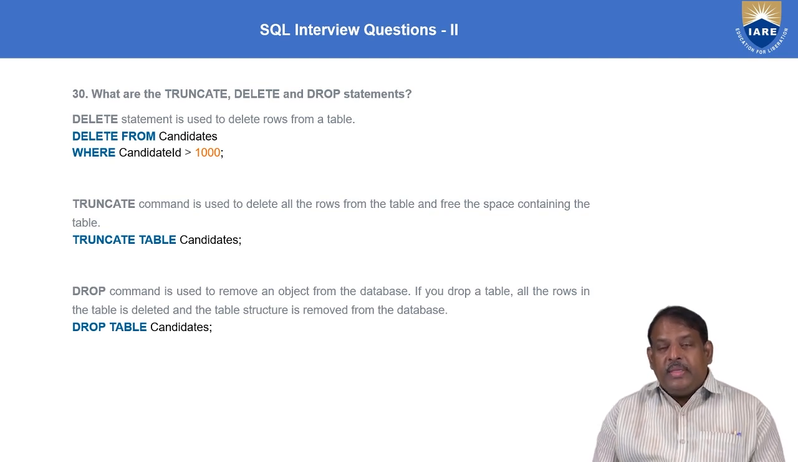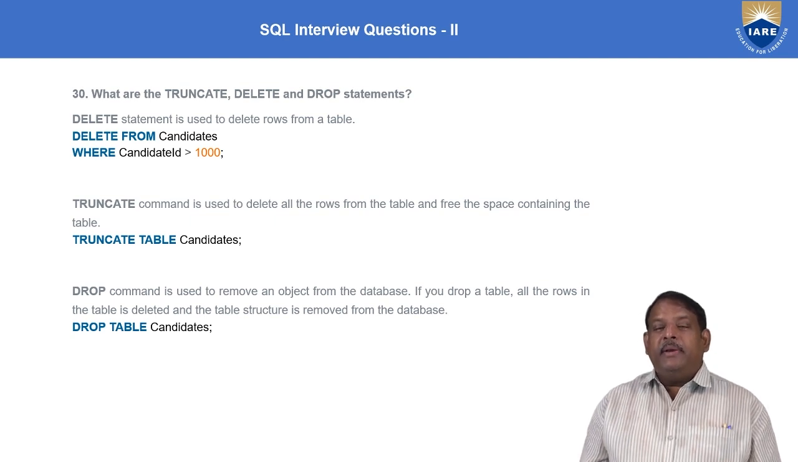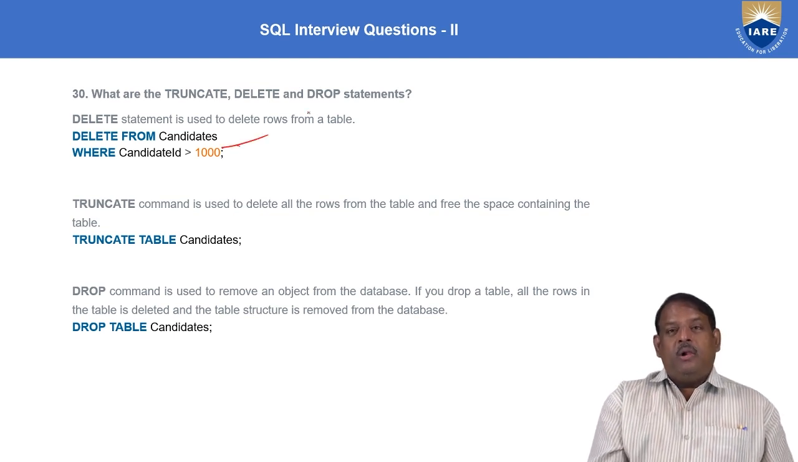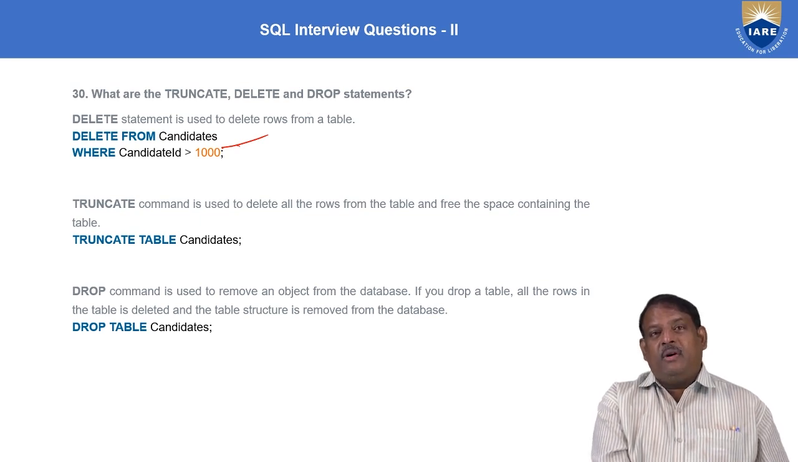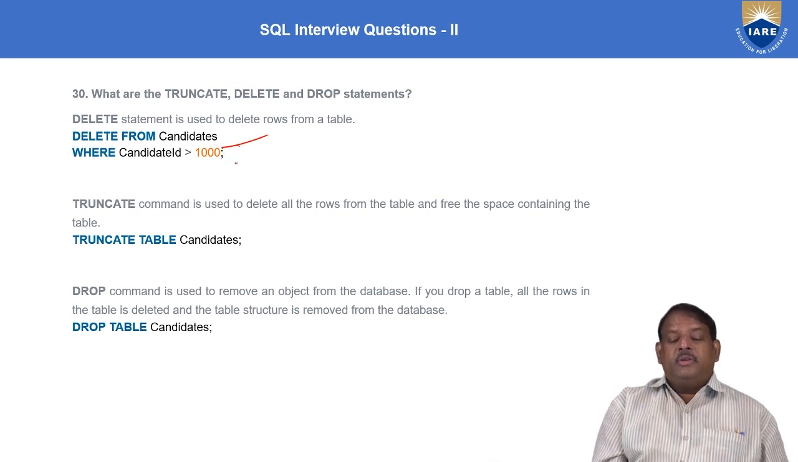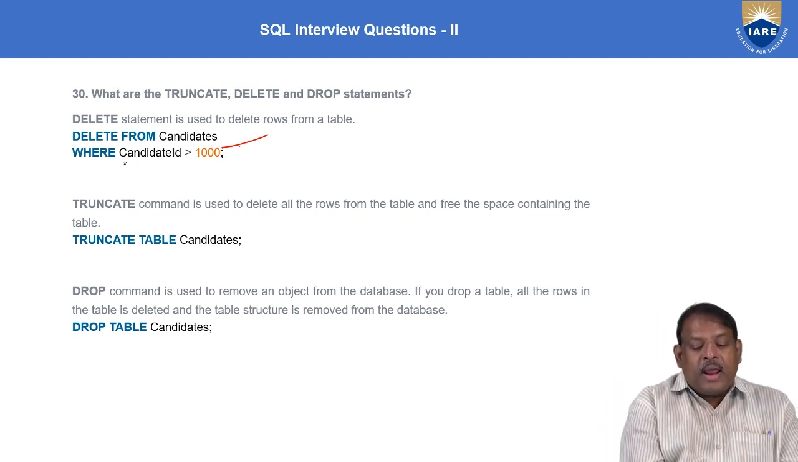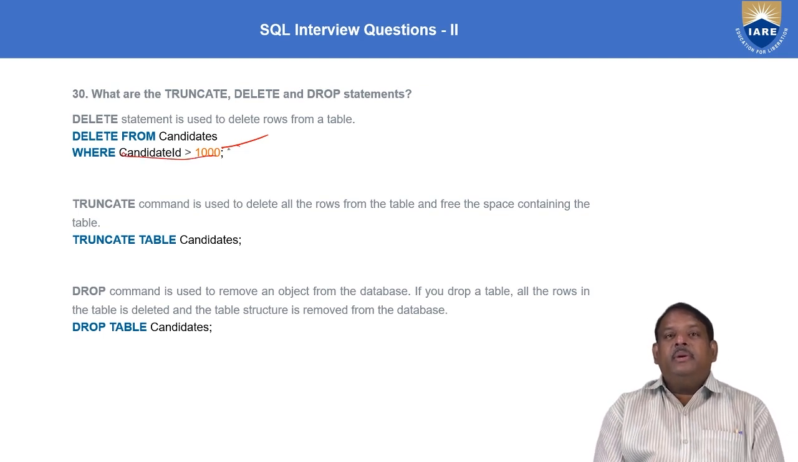In the delete, you can delete one or more records. If you use a where condition, based on the satisfying condition, some data is deleted. If you don't give the where clause, all the data will be deleted. So delete from candidates where the candidate ID is greater than 1000. All those records which satisfy this condition will be deleted.